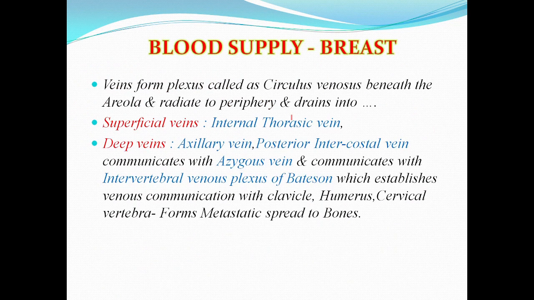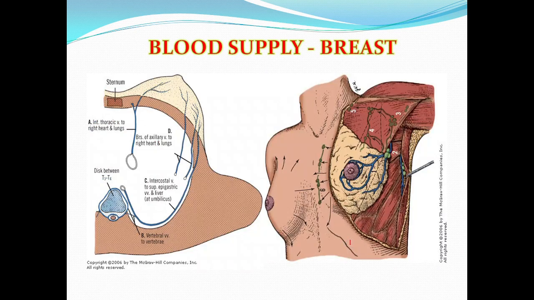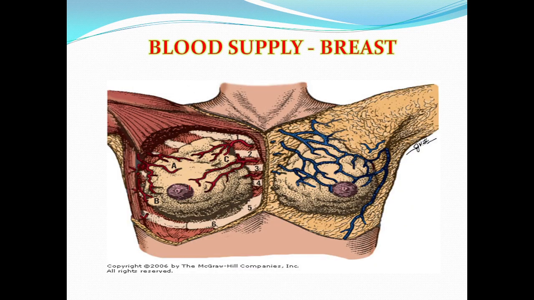And the venous drainage will be by the circulus venosus, which is beneath the areola, behind the nipple and areola. We are able to identify a plexus of veins called the circulus venosus. Superficial veins drain into the internal thoracic vein. Deep veins will drain into the nearest vein, that is the axillary vein, to be remembered. So this is called the circulus venosus. A picture showing the arterial supply and the venous drainage is to be understood.